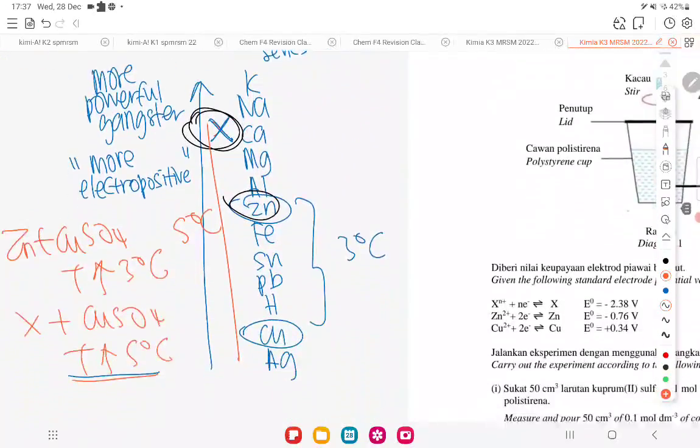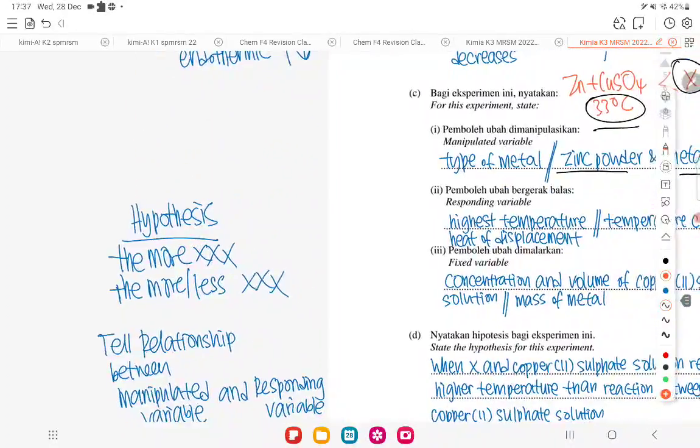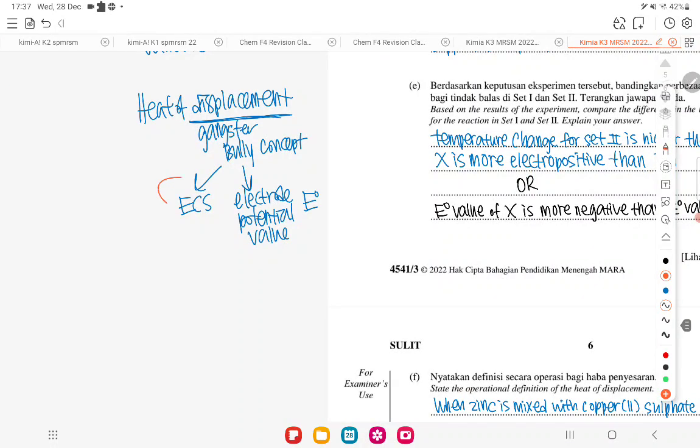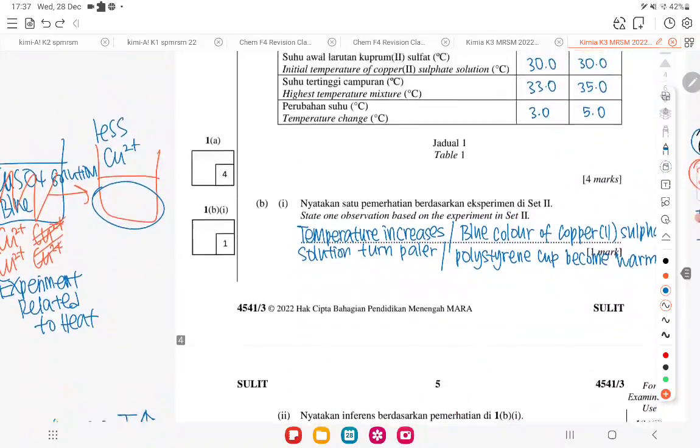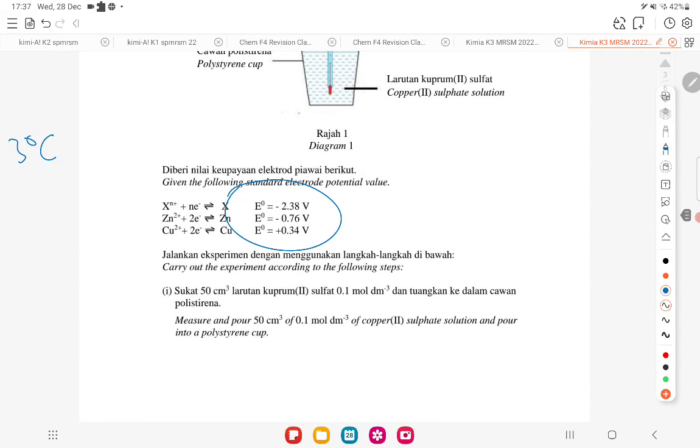So remember I said you have 2 methods to explain about displacement. If you don't want to use the ECS, you also can use the E0 value to explain. How to use the E0 value? So look at the E0 value given here. Okay, the E0 value, how do you use it?